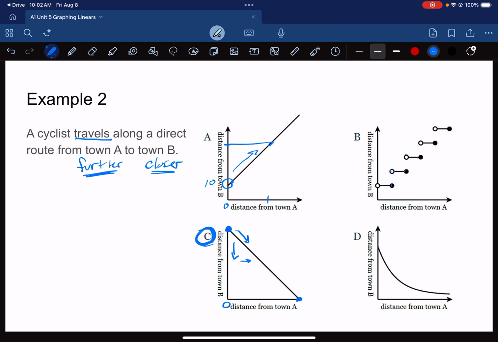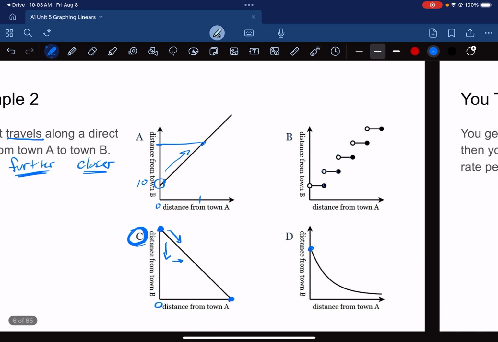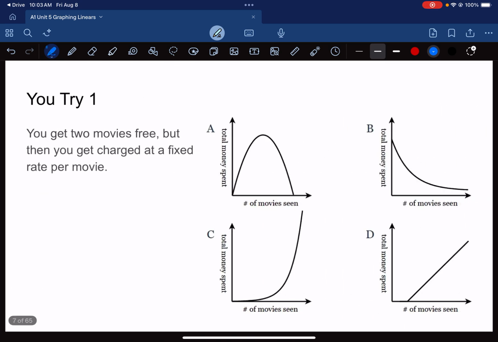This one indicates that as you get further away from town A, you're getting closer to town B, but you never really make it to town B. It's like you somehow missed it on the map. So you kind of went beside it. Your path you took was bad. So it didn't aim at town B. So we're looking at C there. You guys give this one a try.